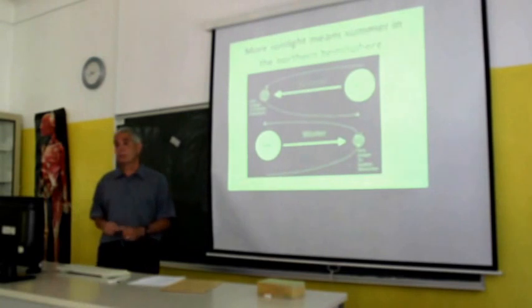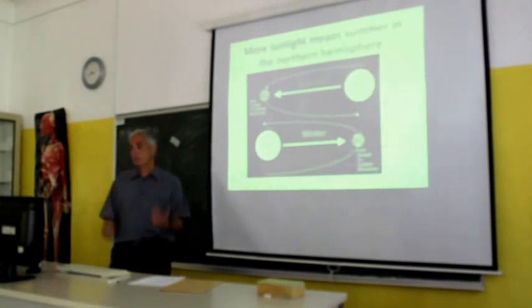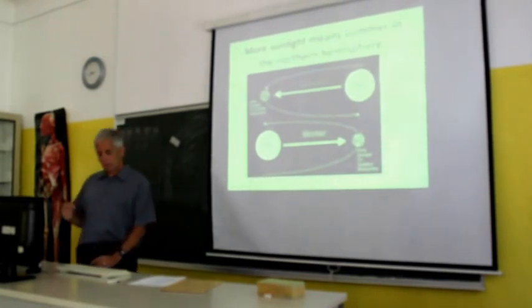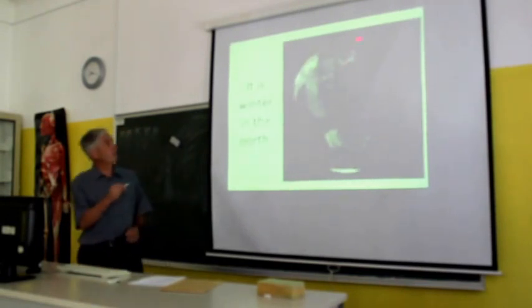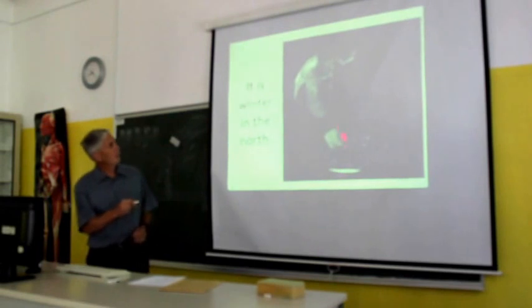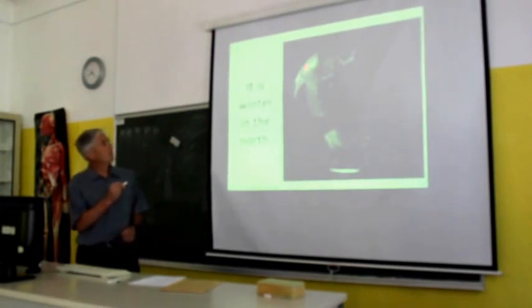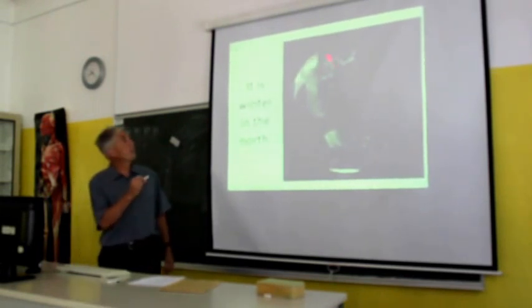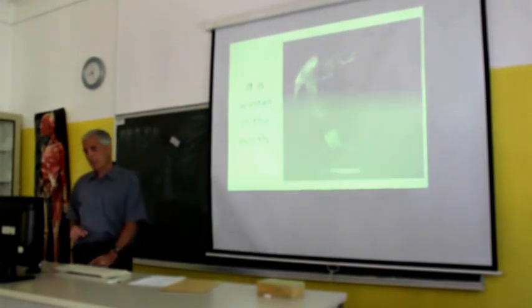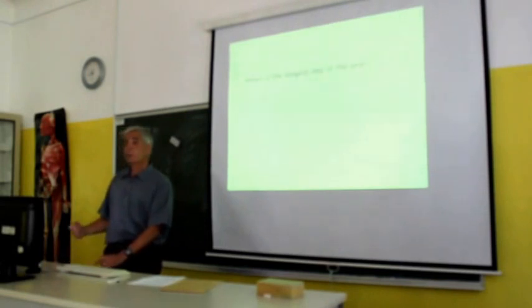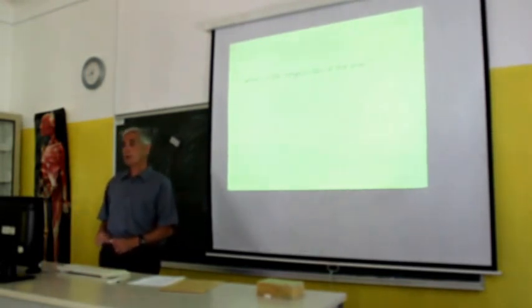So more sunlight means it's warmer, and it's summer in the northern hemisphere. So in this picture, going back to this, it is winter in the north because the days are much shorter. So here's some more. Now we've answered that question: why are there days and nights?